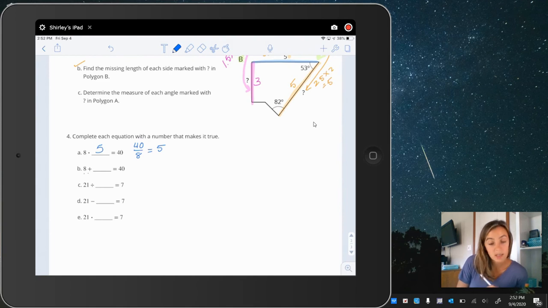8 plus what gives me 40? So what do I add to 8 to get 40? Again, think opposite operations. If I need to figure out the answer to my addition problem, I'm working backwards. What's the opposite of addition? We have subtraction. So we're going to go ahead and say 40 minus 8 equals 32.